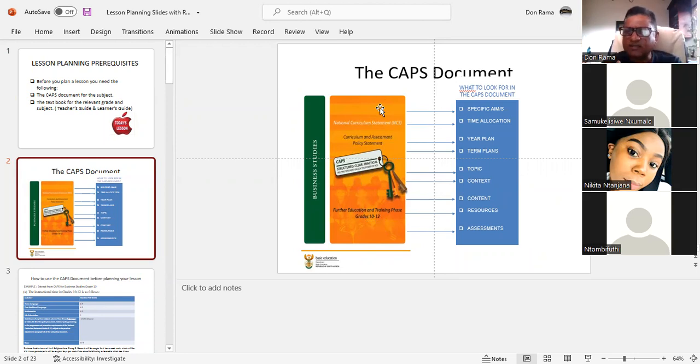Now, what do we find in the CAPS document? In the CAPS document, you will find a section called specific aims. Now, you remember in the lesson plan structure, there was a heading called specific aims. When you look at the specific aims in the CAPS document, you will take the specific aims from the CAPS document and write them in your lesson plan, but you do not take all the specific aims. You must read the specific aims and match them to the topic that you have selected.